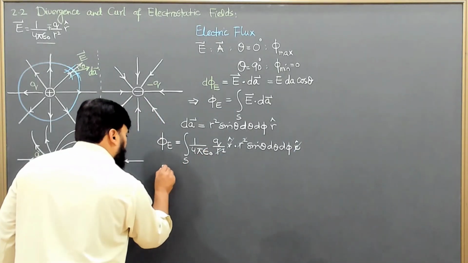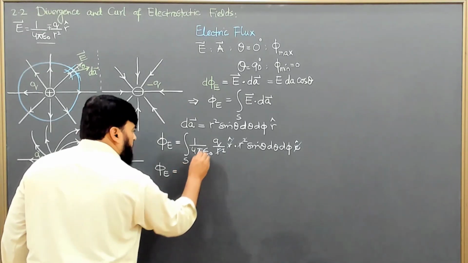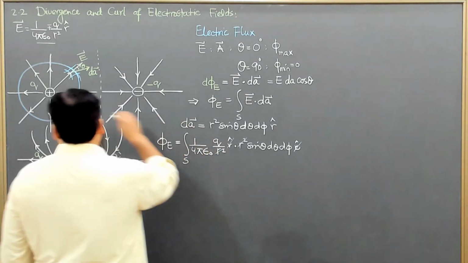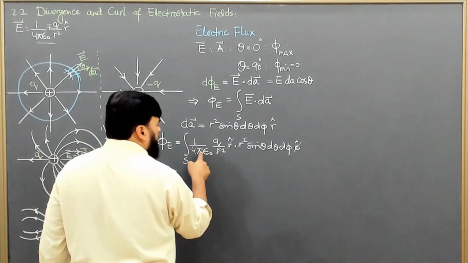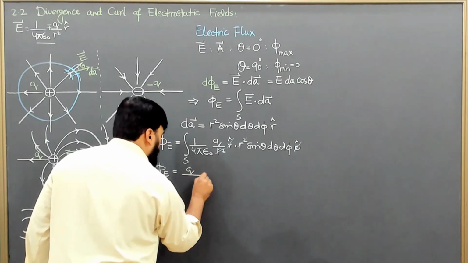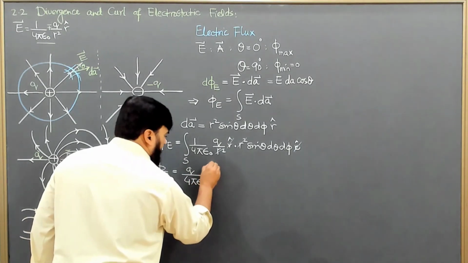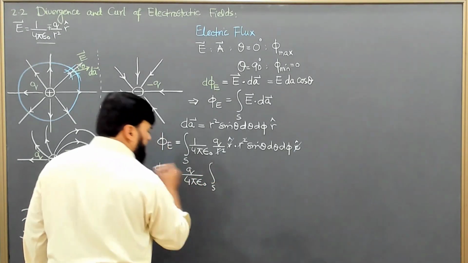Phi e equal to 1, q is constant. Here it's at the center. 1 over 4 pi epsilon naught is constant. So I can write q over 4 pi epsilon naught an integral on a surface.